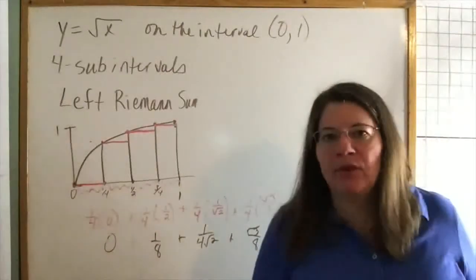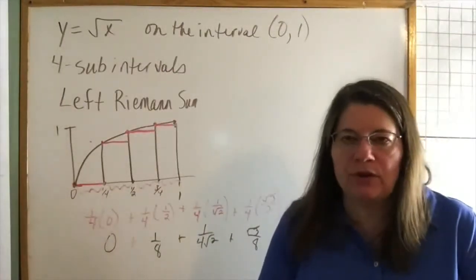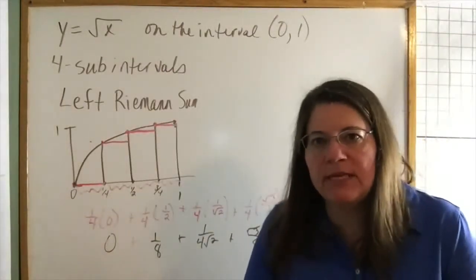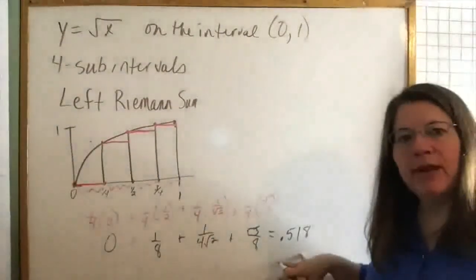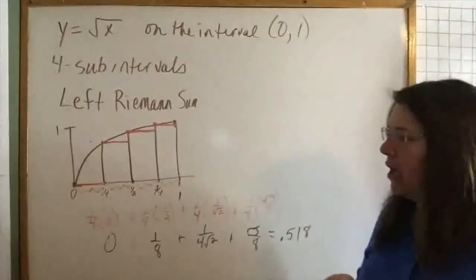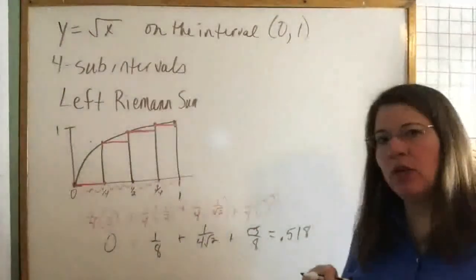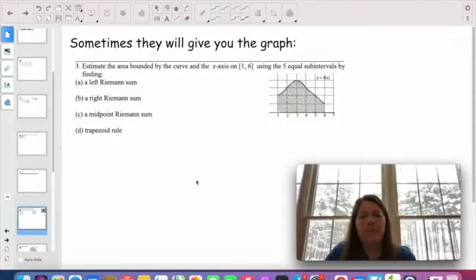And they're going to ask you to round these to a certain decimal place most of the time. So it's okay to use your calculator for this. And I end up with 0.518 as my area under the curve using 4 subintervals, doing the left Riemann sum. Sometimes, instead of having to draw the graph like we did on the whiteboard, they're going to give you the graph and just ask you to estimate the right Riemann, left Riemann, midpoint, and trapezoid rule. And so when they give you the graph, it makes it very simple. It's a very simple process.